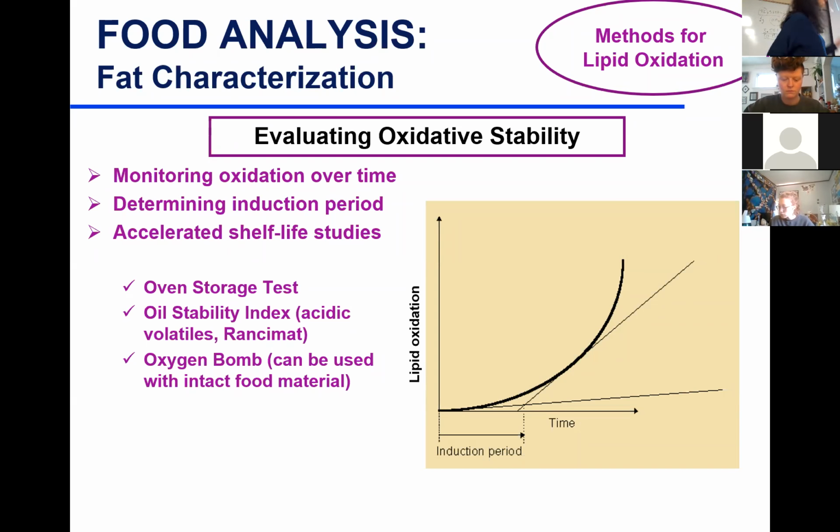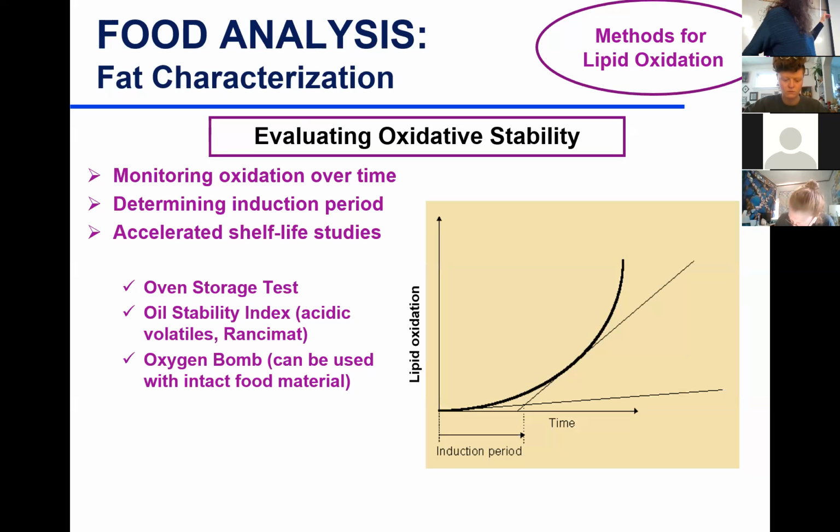The first one is the most common one, which is the oven storage method. You just take the oil and store it at 60 to 80 degrees C, and you take samples out at certain time points and measure peroxide, say. Then you plot until you get such a curve, and you can determine the induction period. It's a very simple, very commonly used method for determining induction period, estimating shelf life, or determining the effectiveness of antioxidants.